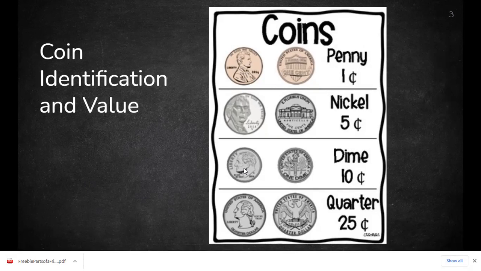Now, I want you to look at the dime next. Look at the front and the back. Notice that on the back it says 1 dime. And a dime has a value of 10 cents. Then lastly, we have our quarter. Go ahead and take a look at the front and back of the quarter. Quarter says on the very bottom of the front, and the back says quarter. So, and that's the value of 25 cents.